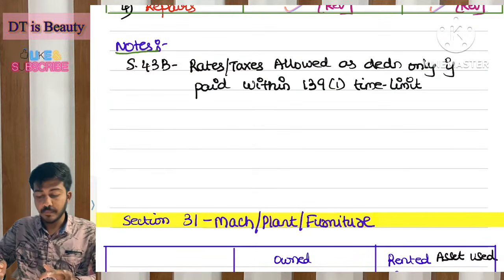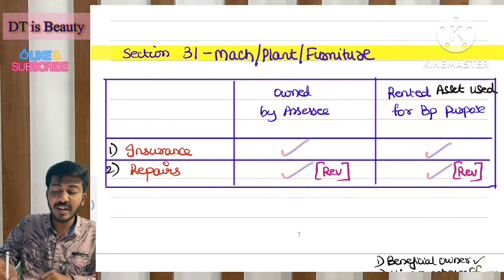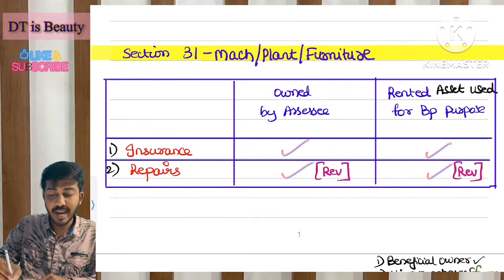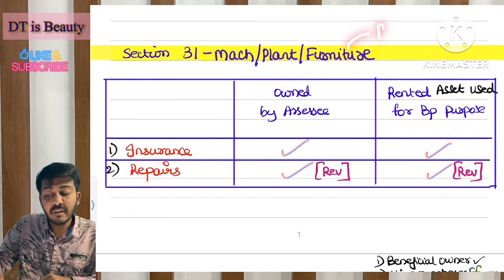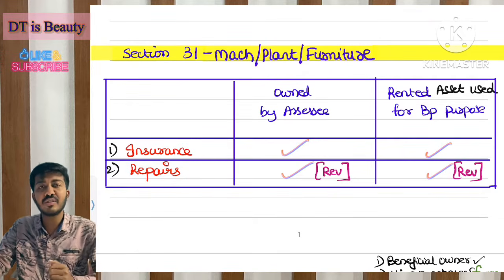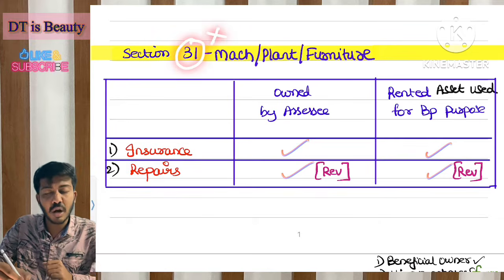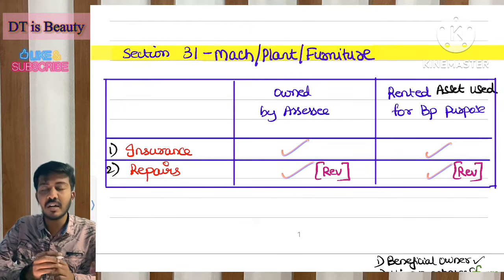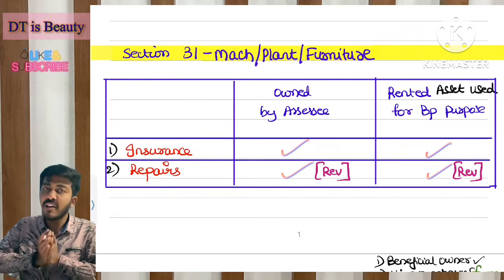We'll go to the theory. Section 31 says that plant and machinery, furniture related revenue, repairs and insurance. It purely speaks about only insurance and repairs. Sir, what if we pay rent, sir? For example, I don't have plant and machinery. I have taken plant and machinery on rent basis. So is that covered under section 31? It is not covered. However, it will be covered under section 37. It is allowable expense only, but it is not allowable under 31.